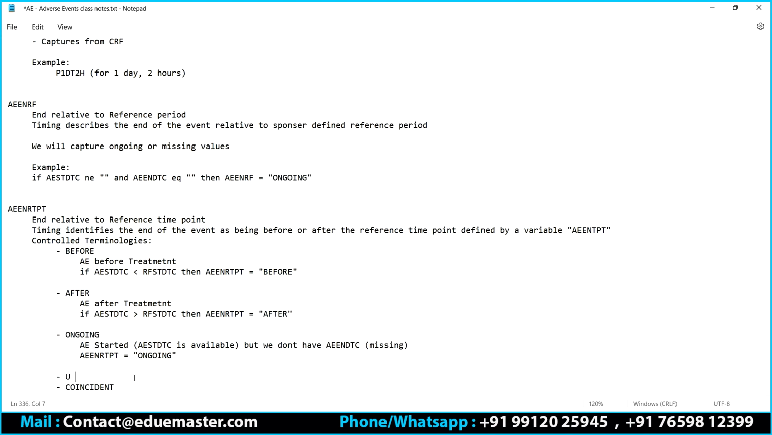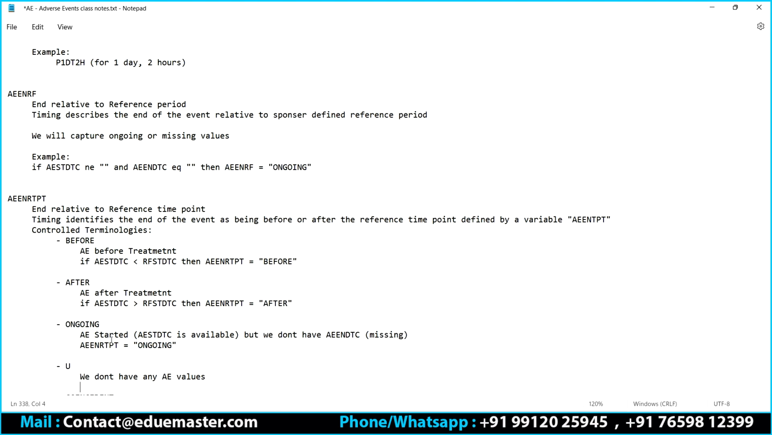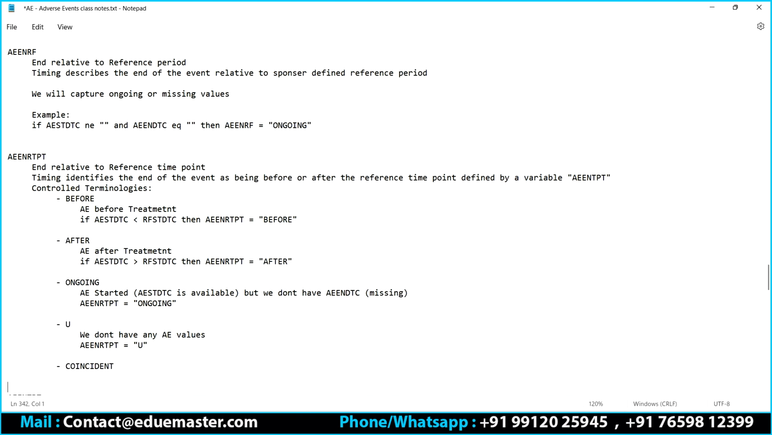Let's say we don't have any adverse event values. In that particular case, I don't have any of the values. I cannot define this particular one. I don't know the value of it. I'll just leave it.